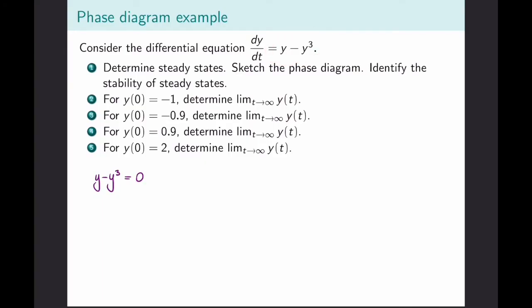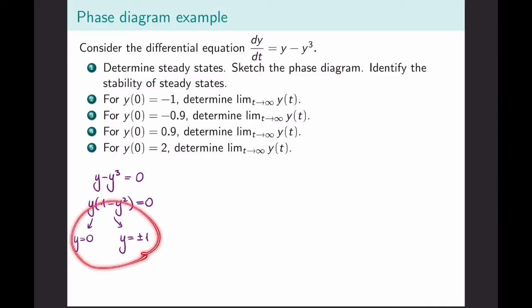I now have to solve this cubic equation. I notice that I can factor out one of the y's, and I have y times 1 minus y squared, which means that my steady states are y equals 0 from this bracket, or y equals plus or minus 1 from the second bracket. I have 3 equilibria in total, and now I have to sketch the phase diagram in order to identify their stability.